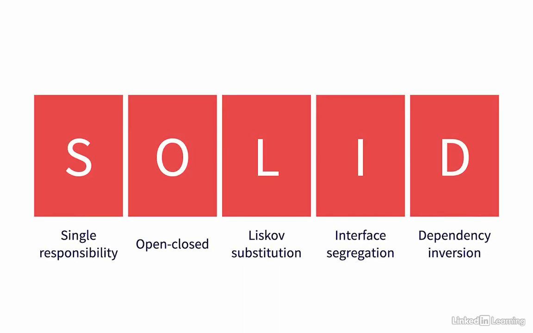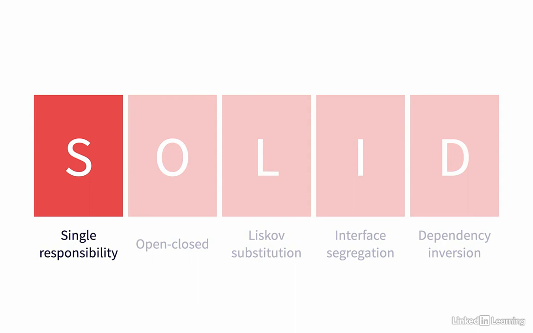SOLID principles. This stands for a set of 5 design guidelines for creating code that is easier to maintain. Over the years, these principles have completely transformed how we use object-oriented programming, changing the way we write code. Let's begin with the first letter of the acronym, S, which stands for the Single Responsibility Principle.